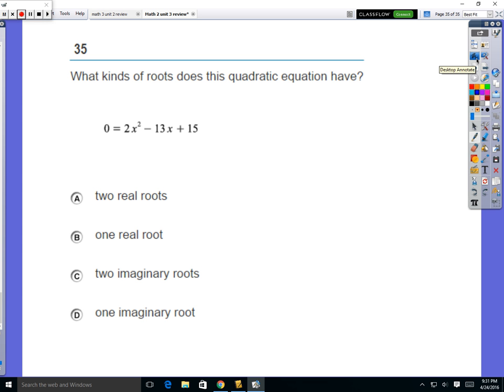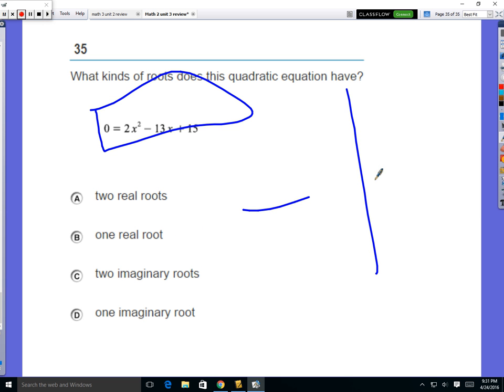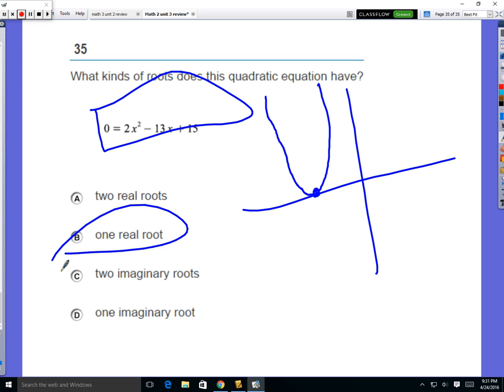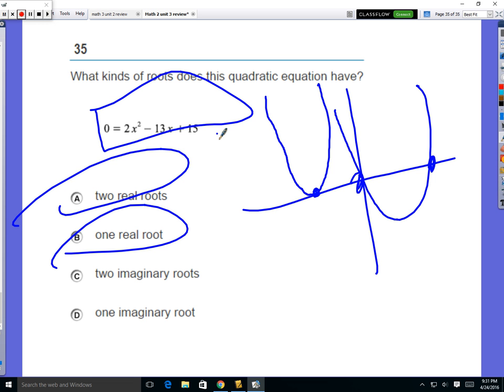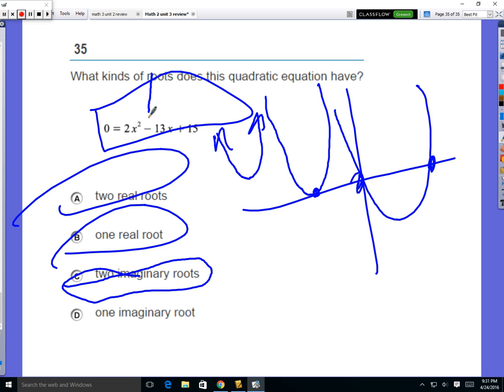What kind of roots does this quadratic equation have? Graph it on the calculator. If it touches the x-axis once, it will have one real root. If it touches the x-axis twice, it will have two real roots. If it never touches the x-axis, it will have two imaginary roots. It's got to have 2 because the exponent is 2. So this guy, it's a double root.